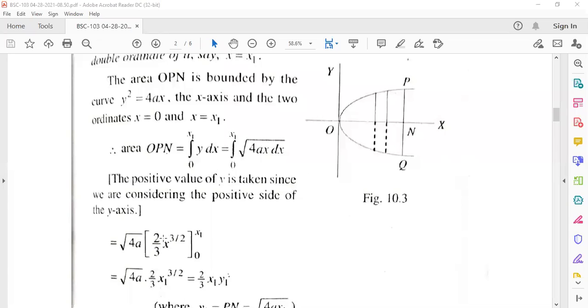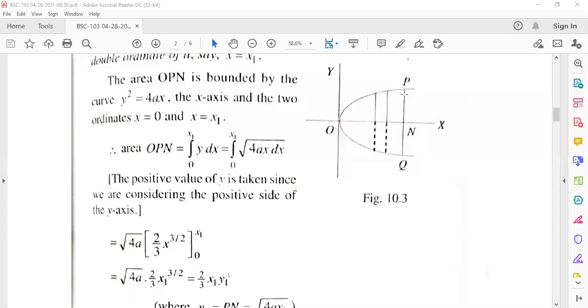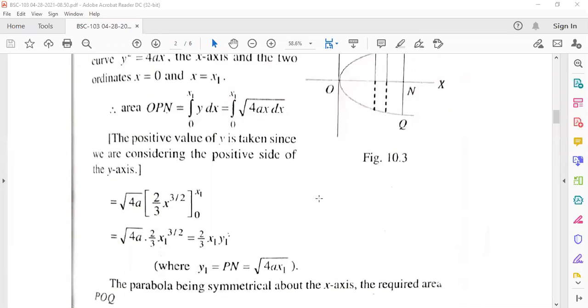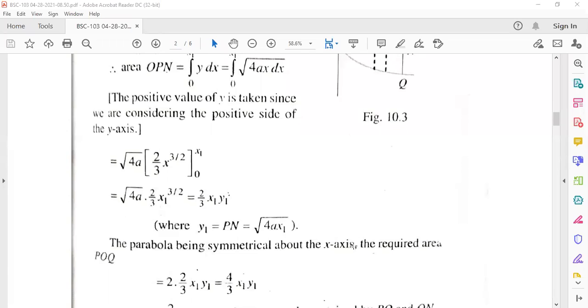That means x to the power half. Integration of x to the power half is equal to x to the power 3 by 2 by 3 by 2. So this 2 by 3 is coming here, 0 to x1. The constant is coming here. So root 4a into 2 by 3 x1 whole to the power 3 by 2. So it will be 2 by 3 x1 y1, where y1 equal to PN, the value of PN. Actually, PN equal to root over 4a x1.